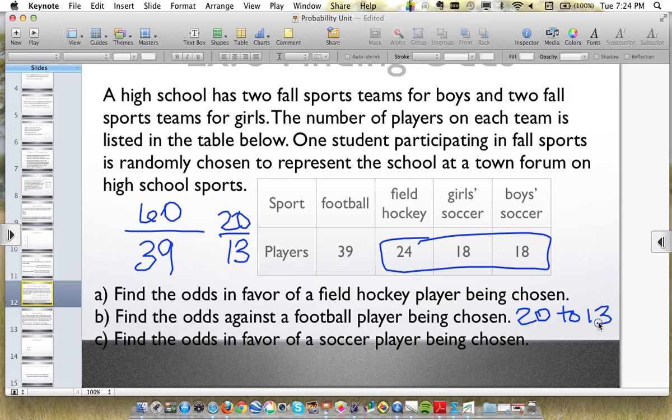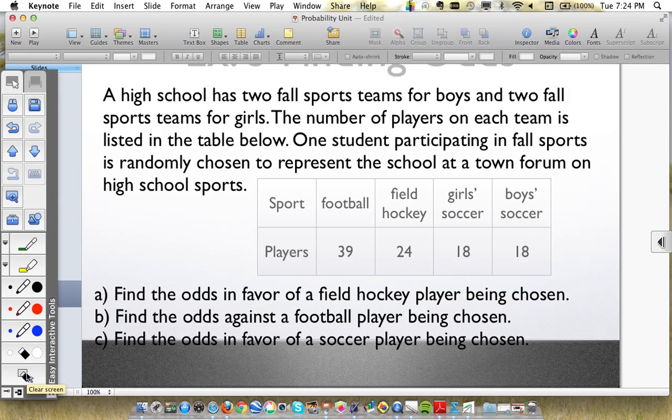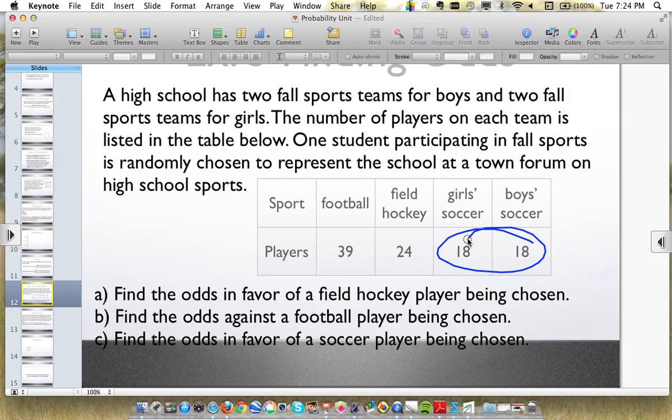All right, and now find the odds in favor of a soccer player being chosen. Now notice it just says soccer player. It doesn't say if it's a boys soccer player or a girls soccer player. So this time, talking about odds in favor, our numerator, of course, is going to be the favorable outcomes, the soccer player outcomes. And we have 36 favorable outcomes, 18 boys, 18 girls. So that gives us some pretty good chances here.